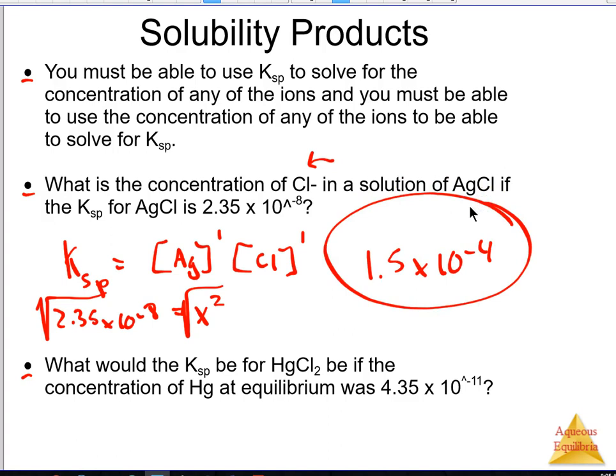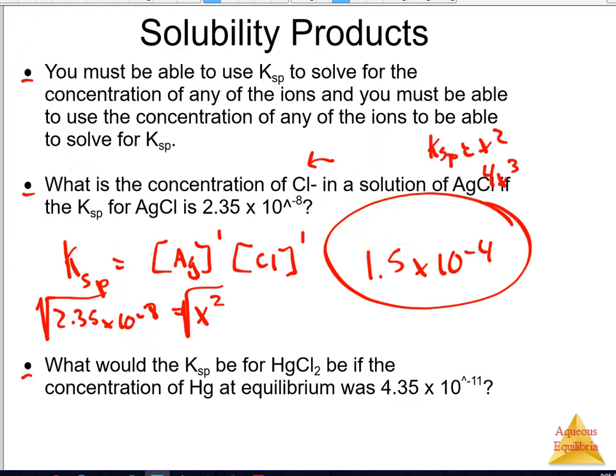Well, that wasn't that bad, right? As long as you memorize this: if it's 1-to-1, Ksp equals x squared. If it's 2-to-1, Ksp equals 4x cubed. If it's 3-to-1, it's 27x to the 4th. We'll talk about that later.